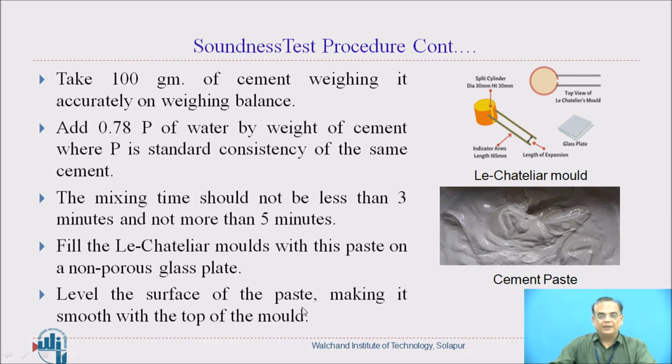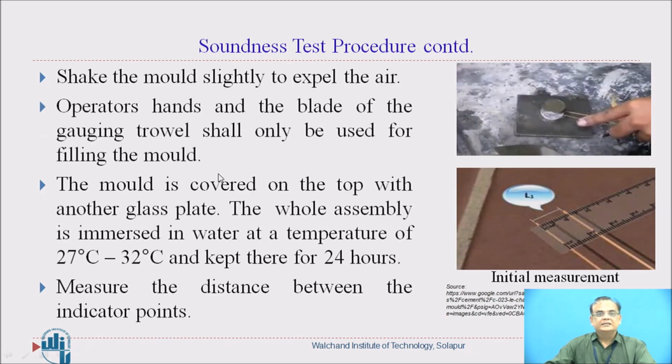Level the surface of the paste, making it smooth with the top of the mold. Now this surface is leveled, so with the help of a trowel it will be smoothened. Shake the mold slightly to expel the air. Then the operator's hands and the blade of the gauging trowel shall only be used for filling the mold. So the trowel and the operator's hands should be used, so that this particular operation is complete.